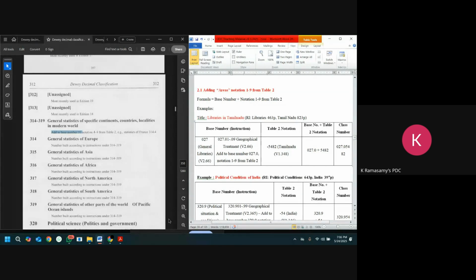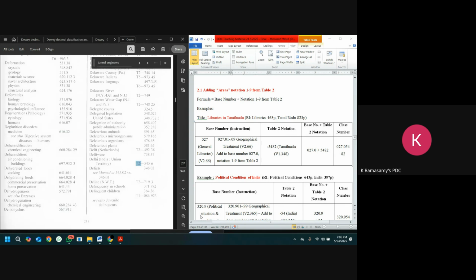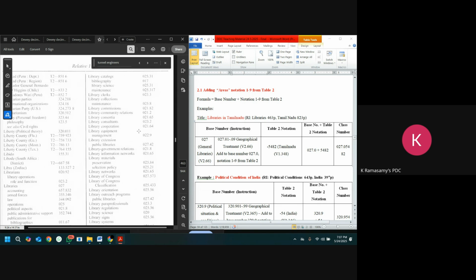Libraries in Tamil Nadu. That is a book I have received. I don't know what the number for libraries is, or what the number for Tamil Nadu is. I go and search for the number for libraries. LIB, libraries. 027 is the number for libraries. I have taken down: 027 stands for libraries.